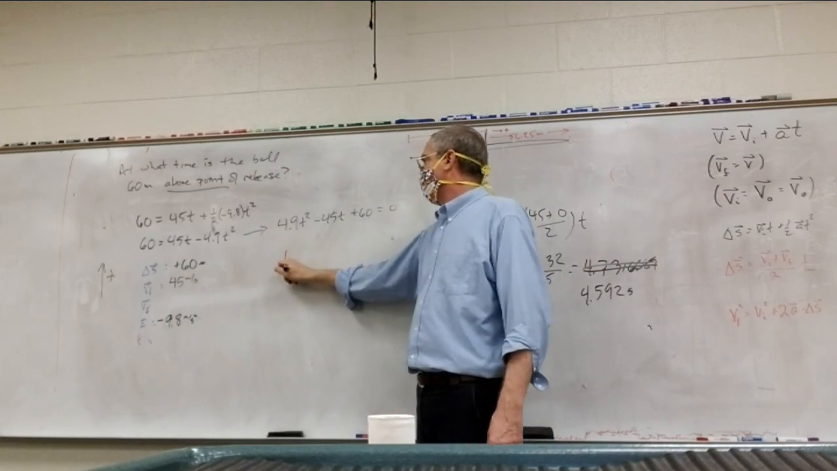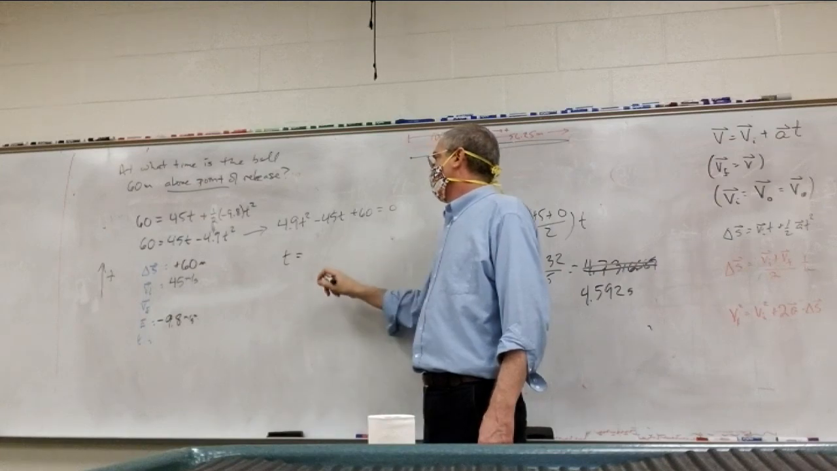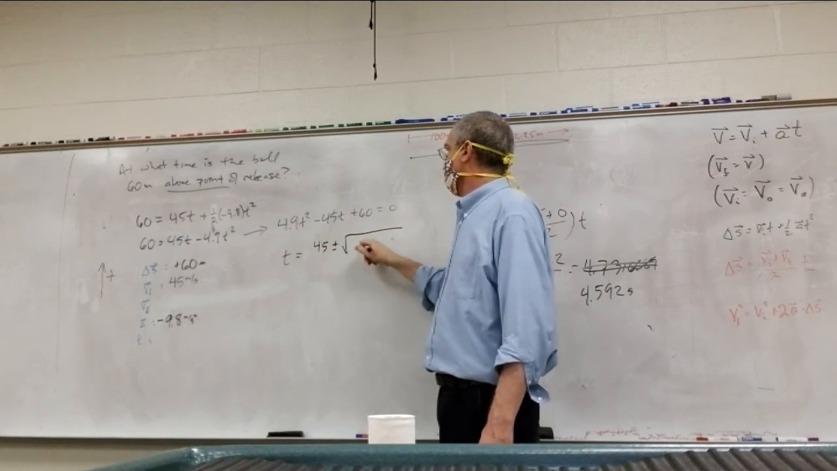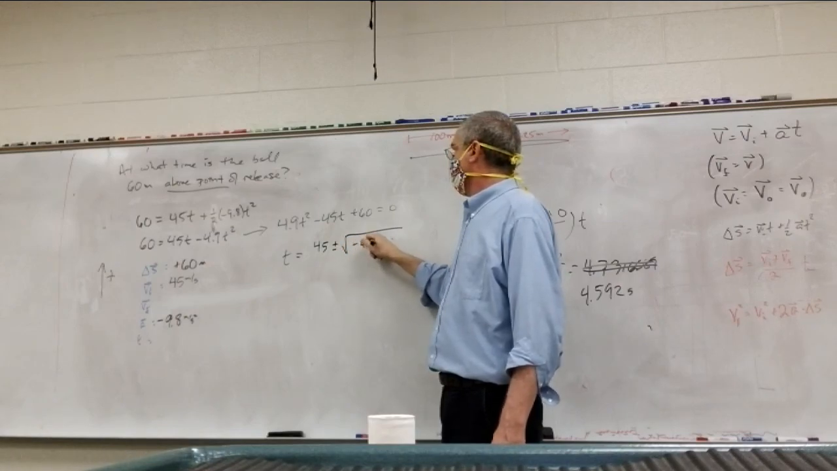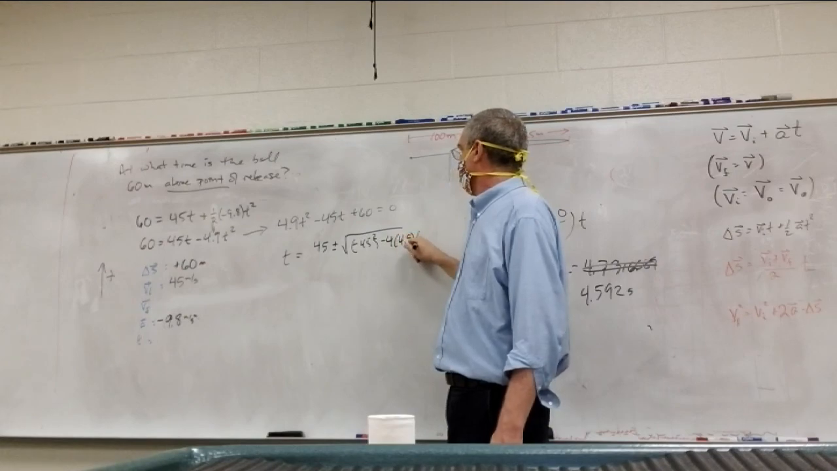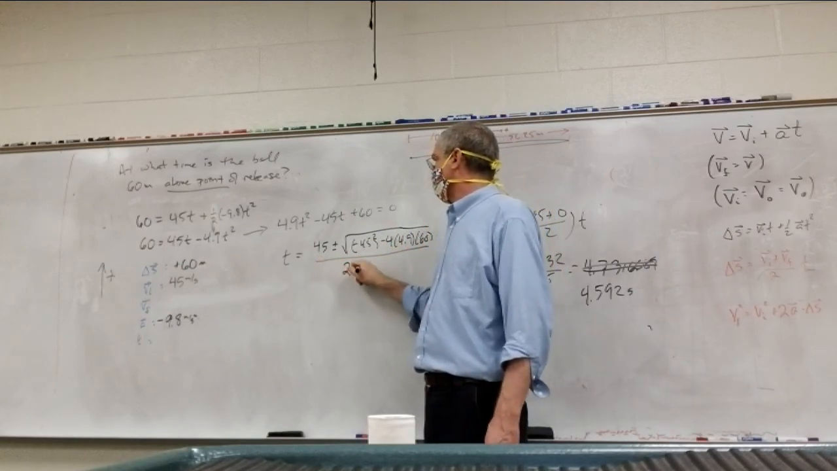And so, 45 plus or minus the square root of negative 45 quantity squared minus 4 times 4.9 times 60, divided by 2 times 4.9.